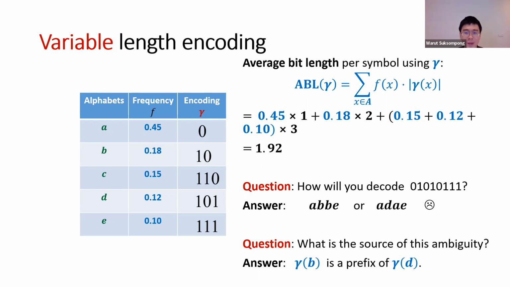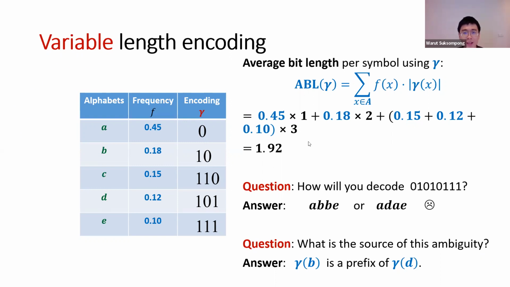And what's the source of this ambiguity? This is exactly the overlapping prefix, because one encoding is a prefix of another. The encoding for B is a prefix of the encoding for D. 1 0 is a prefix of 1 0 1, and that's not good. When we see 1 0, we may think it's B, but then if it's followed by 1, we have 1 0 1, it's D, so it's not clear which one we mean. This is what we want to avoid in our encoding scheme. We don't want any encoding to be a prefix of another encoding. We don't want to have something like 1 0 and also 1 0 1 for a different letter.